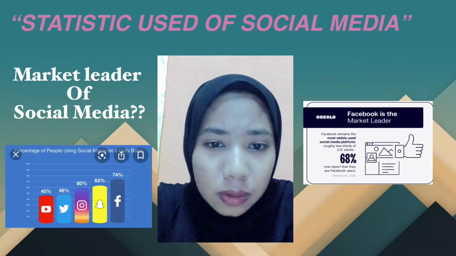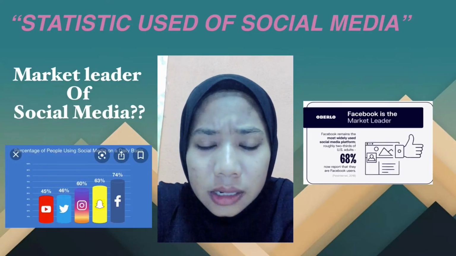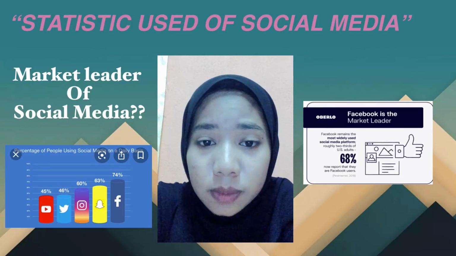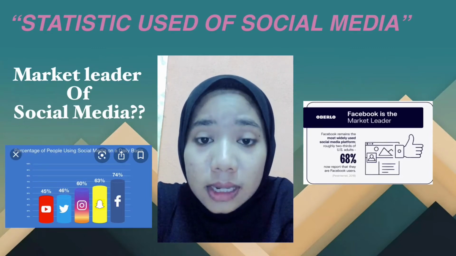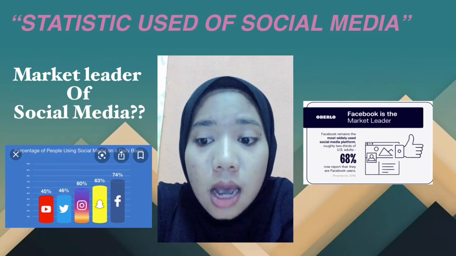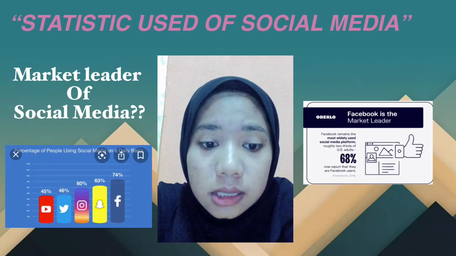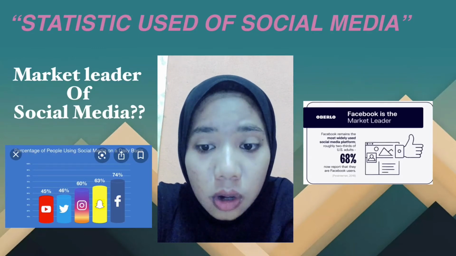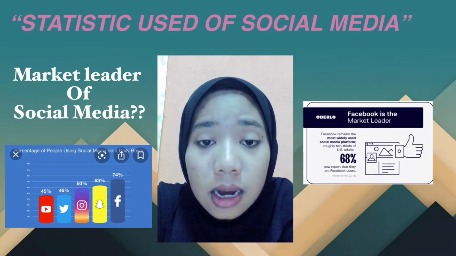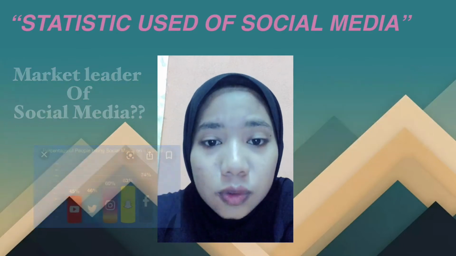Okay, now we will discuss who the market leader of social media is. The market leader of social media is Facebook. As we can see, Facebook has more than 2.32 billion monthly users compared to others. Active users are those who have logged into Facebook in the last 30 days. About 2/3 of US adults, which is 68%, currently say that they are Facebook users.